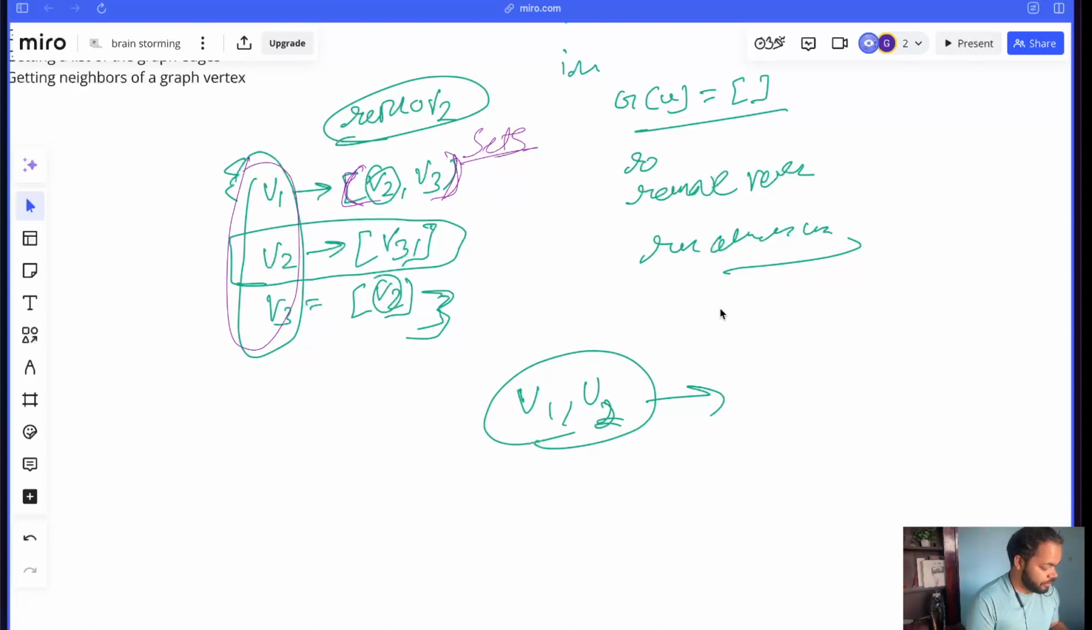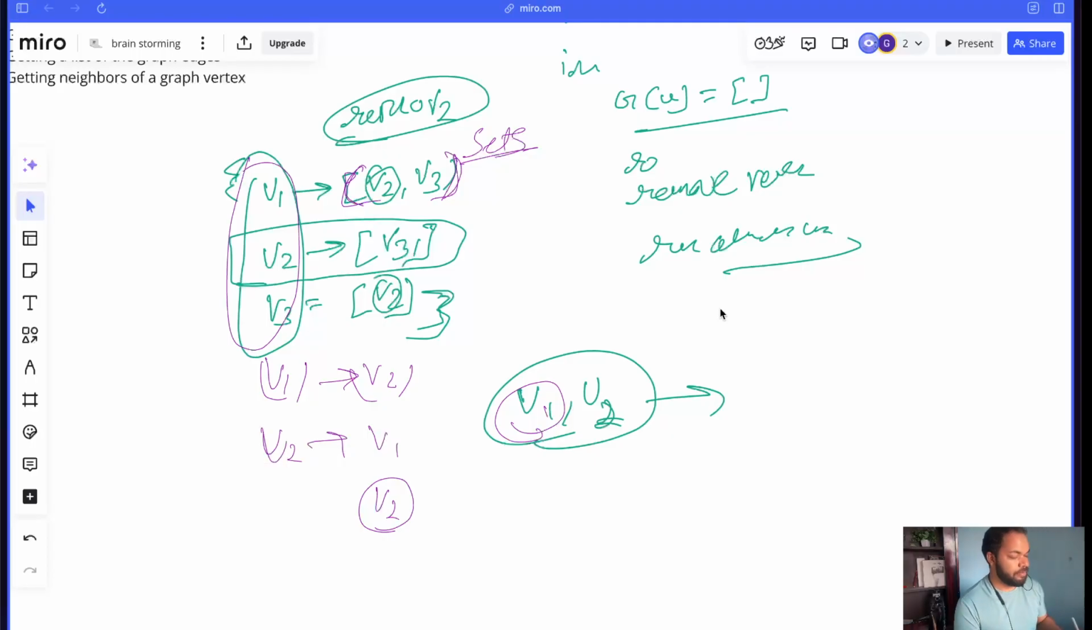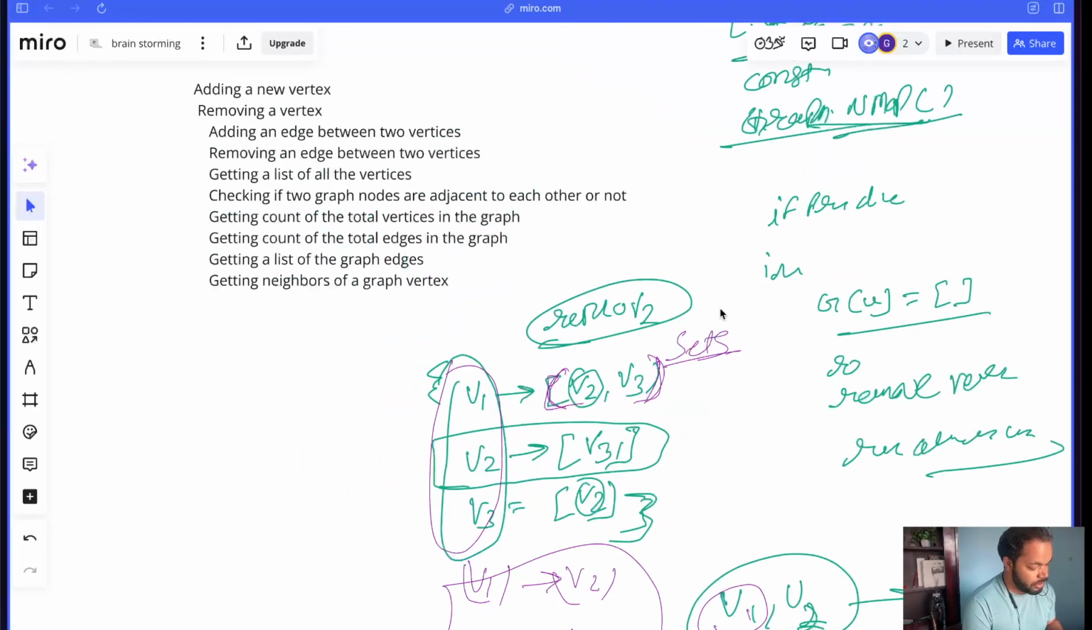So for v1, if v1 doesn't exist, then I will add the v1 vertex here, then add v2 into it, and then again I will check whether v2 exists or not. If v2 also doesn't exist, or if it does exist, then in v2 we will put v1. Pretty simple. Okay, this was adding an edge between two vertices.